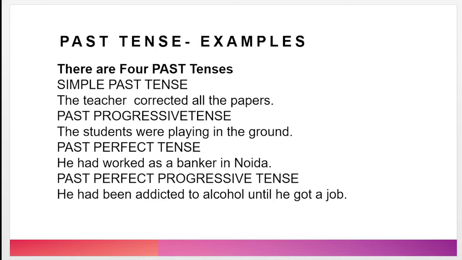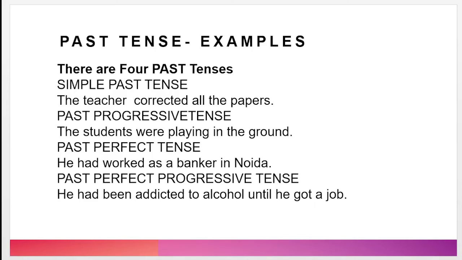The teacher corrected all the papers. We are not specifying at which time the action took place, but she has already completed the correction. So here we can use the simple past tense. The students were playing in the ground. When something was happening, the students were playing in the ground. So it specifies an action that was happening at that point of time.